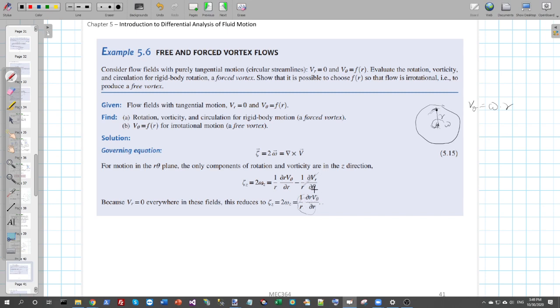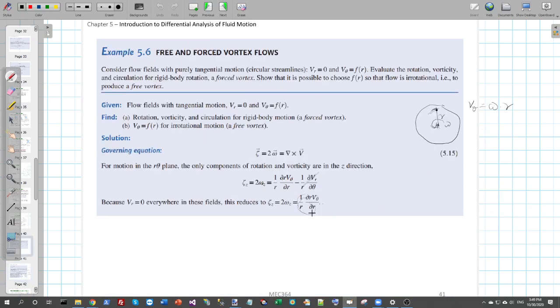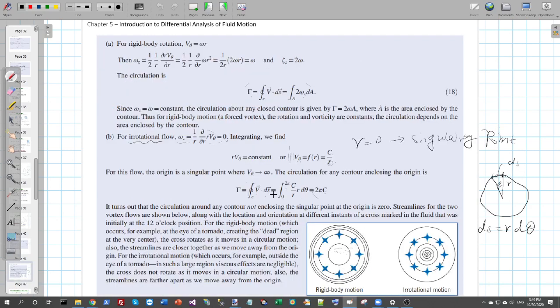Let's consider the first case, where the fluid moves like a rigid body rotation. What does this mean? The fluid is moving like a solid, so everywhere the tangential velocity is given by v theta equal to omega r, where omega is the angular velocity of this rigid body rotation, a constant. The v theta is given by the local radial r value. Substitute this v theta for rigid body rotation back into this equation to calculate the z direction vorticity component. You can show that it is just 2 omega.